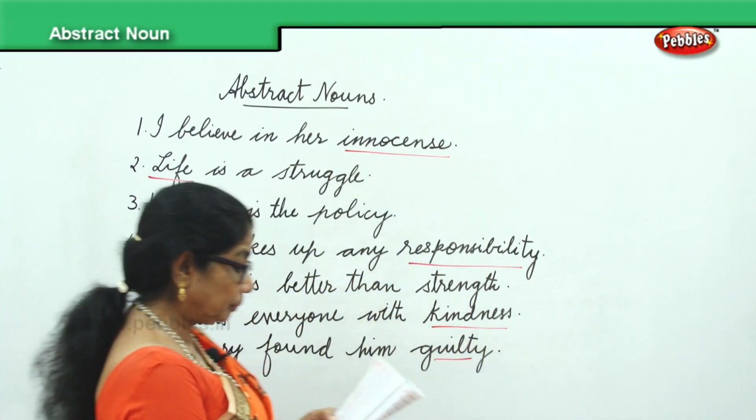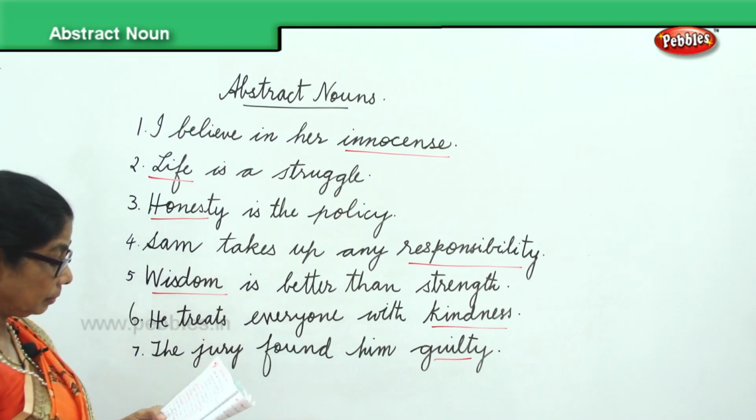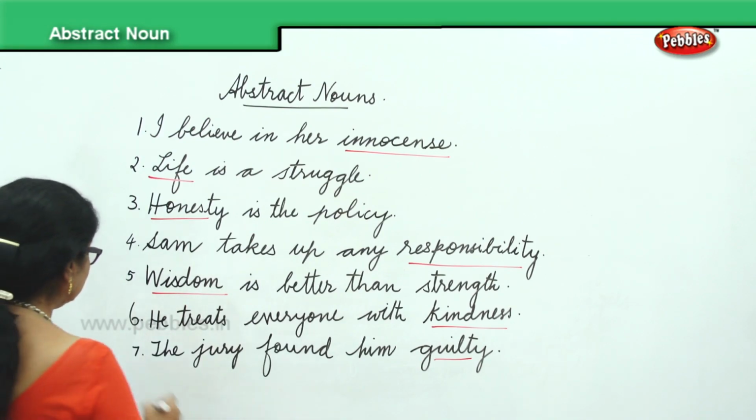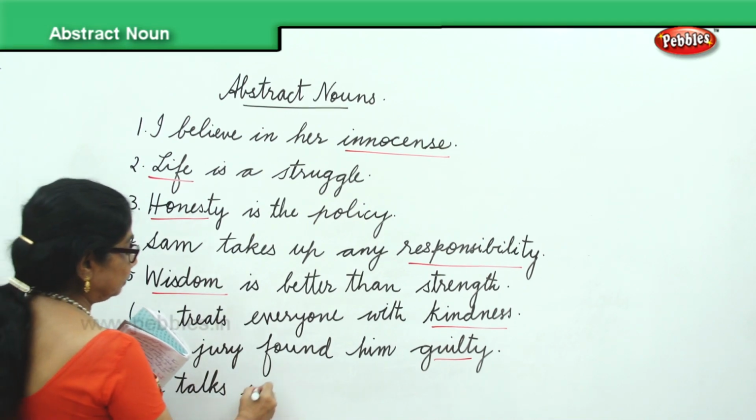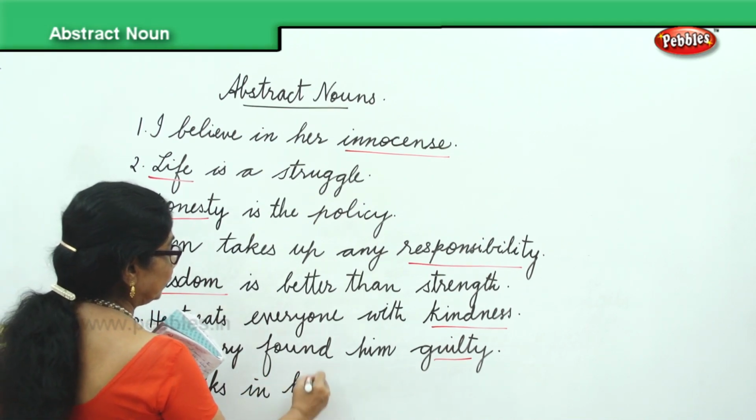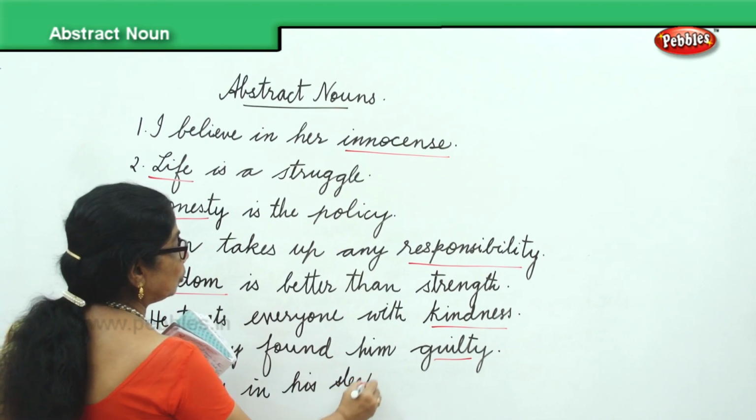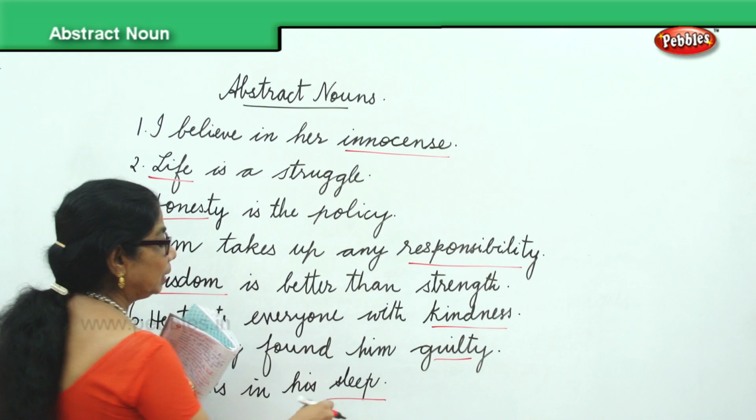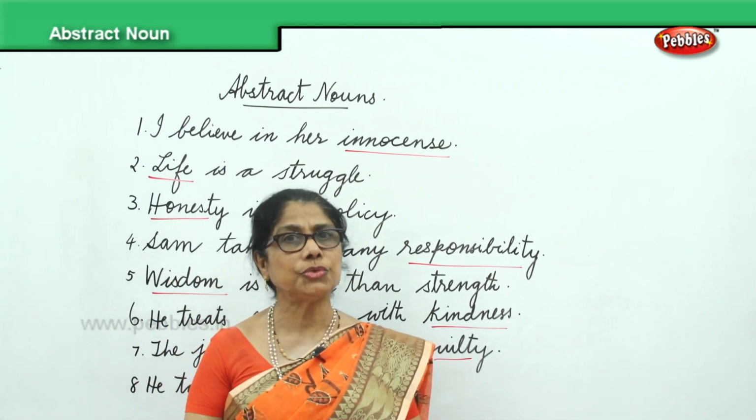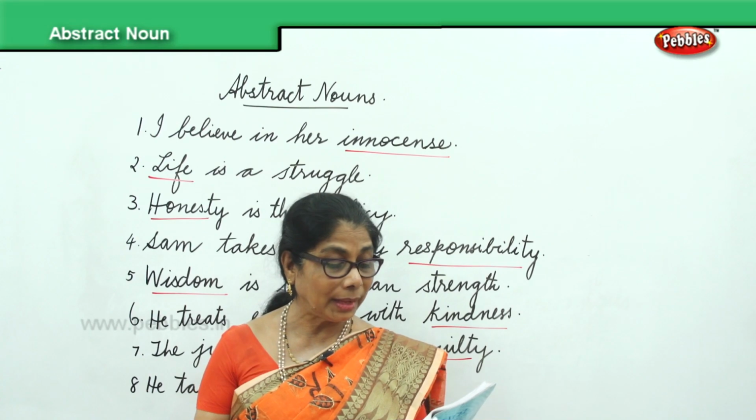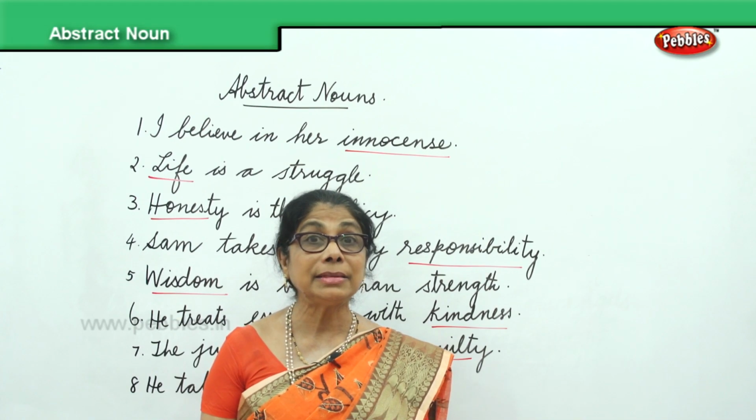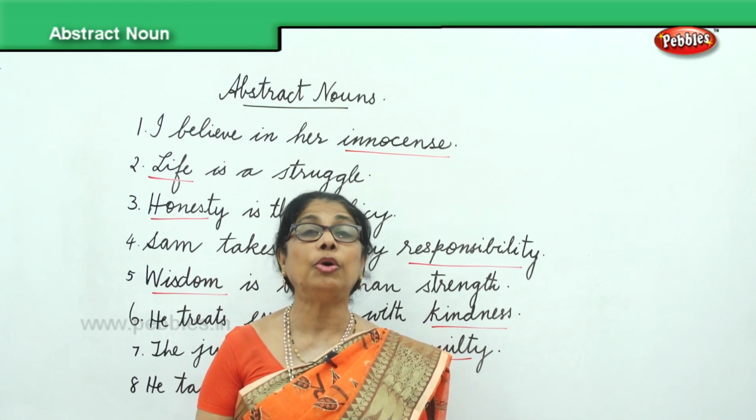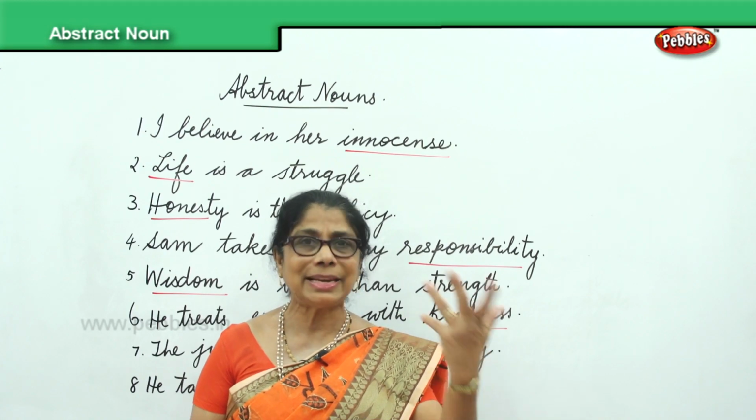Okay? Now, he talks in his sleep. Sleep. What he's doing in the sleep, he doesn't know. He's talking. Abstract noun. Then, the slave knows no freedom. The slave has no freedom or knows no freedom. Freedom. That's an abstract noun.